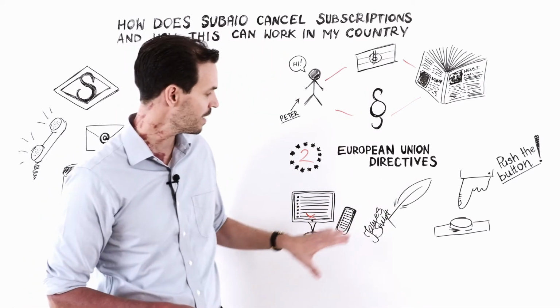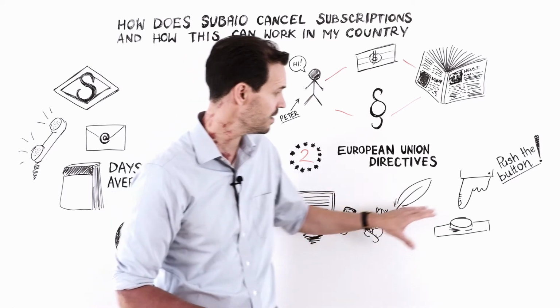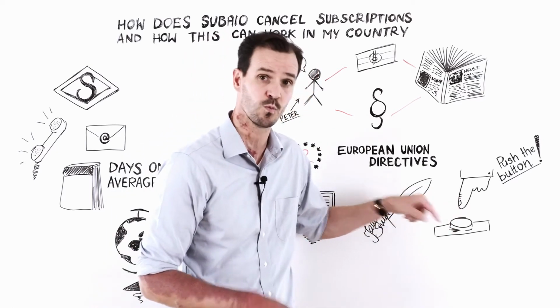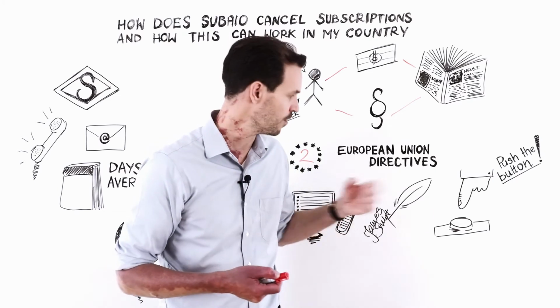The next step will be that we will ask him to sign a power of attorney, and once that is done, then he just presses the button, and then we take over. Then it's Subaio that's doing all the hard work from there on.